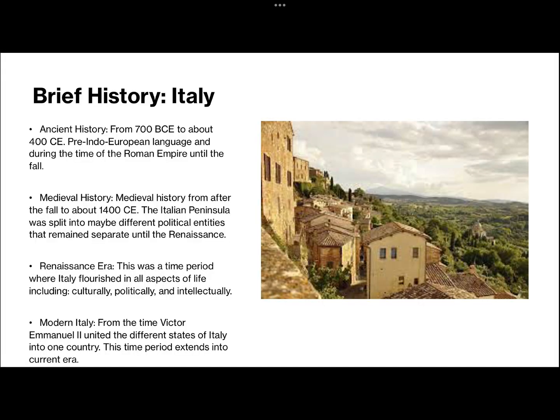We will start this report off with a brief history of both countries, starting with Italy. The ancient history goes from 700 BCE to about 400 CE. This was pre-Indo-European language and during the time of the Roman Empire until the fall.